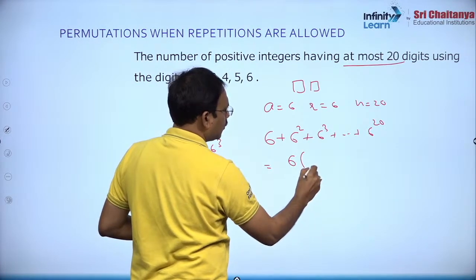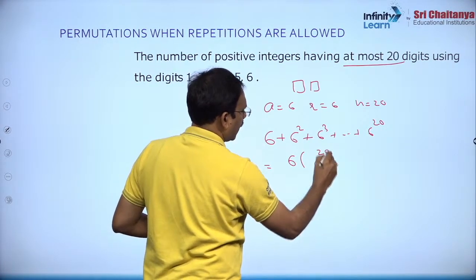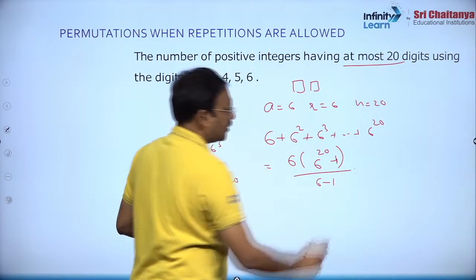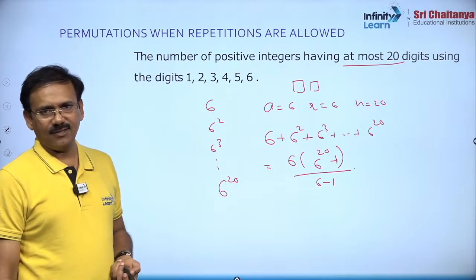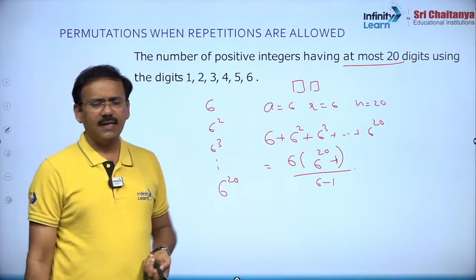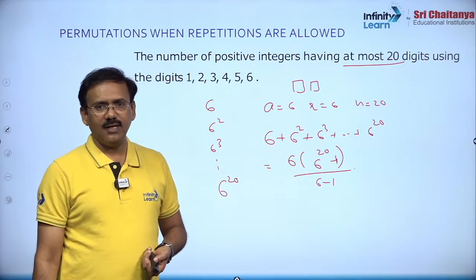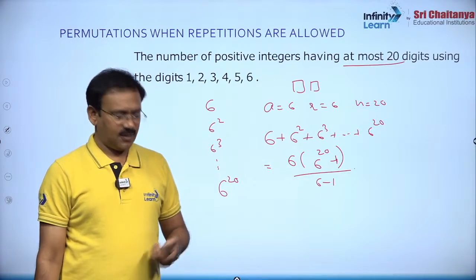So a into r to the power of n minus 1 by r minus 1 is the answer. You can leave like this. You can simplify if you want. Of course, 6 power 20 is a very big number. Okay. So this way you can do, dear students.